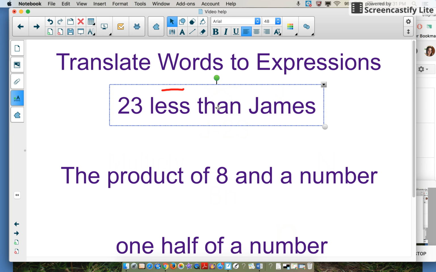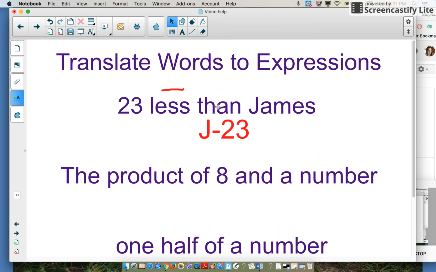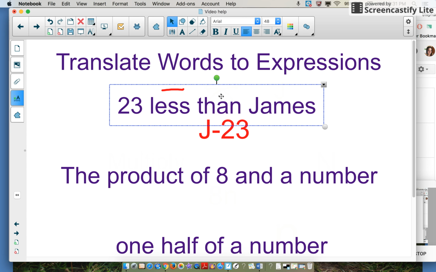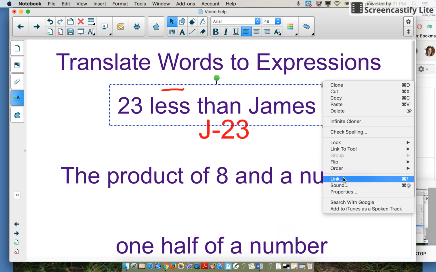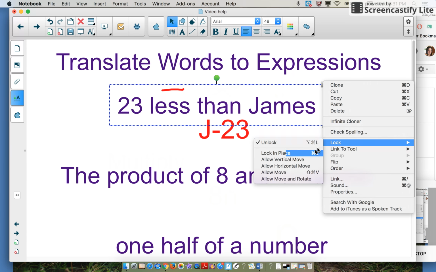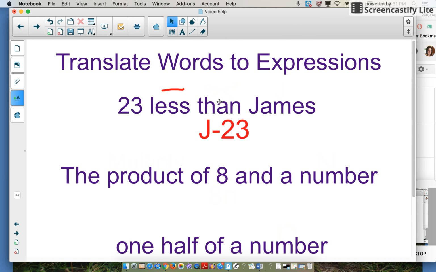So we're going to turn it around. Oh no, I gave you the answer. Well, you have the answer currently. And it's not letting me click this for some reason. So we're just going to try and do something real quick. And now let's see if there it is. Than, that's my turnaround word. And then James is my unknown, which is going to be my variable. And we are going to write it as J.